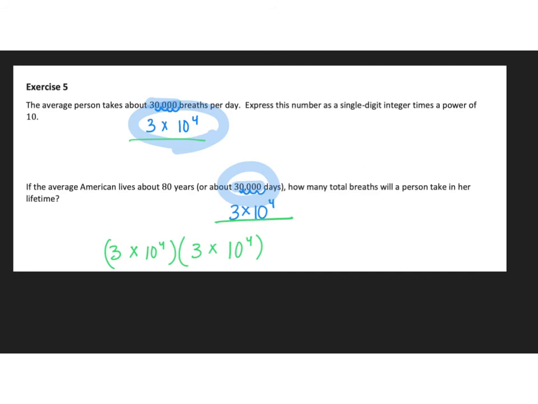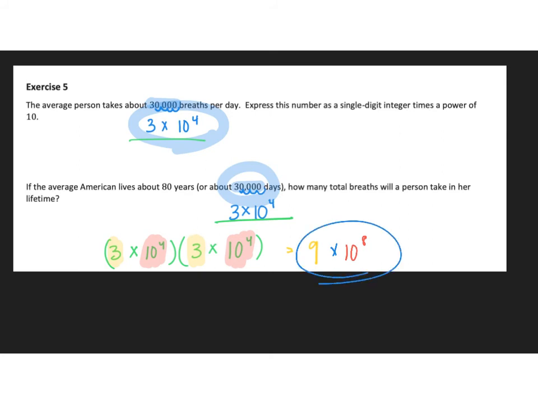All right. Now, we don't really need these parentheses, and we can multiply in whatever order we want. I'm going to multiply my whole numbers together first. 3 times 3 is 9. Then I'm going to multiply my exponents. 10 to the fourth times 10 to the fourth. Well, if I have the same base and I'm multiplying these numbers, all I have to do is add my exponents. So this is the same as 10 to the, what's 4 plus 4? 8. So 9 times 10 to the 8th is my answer.